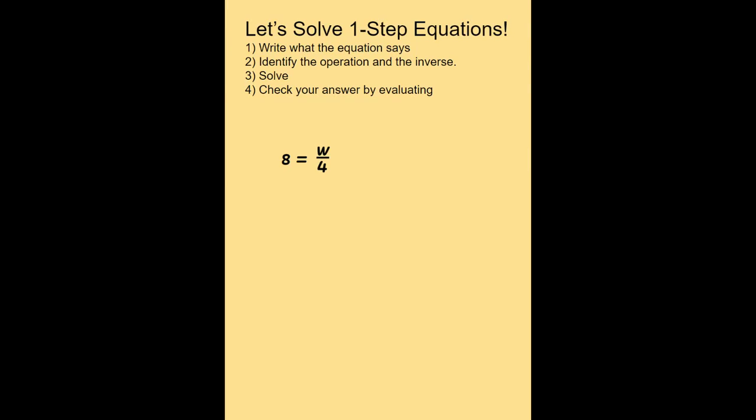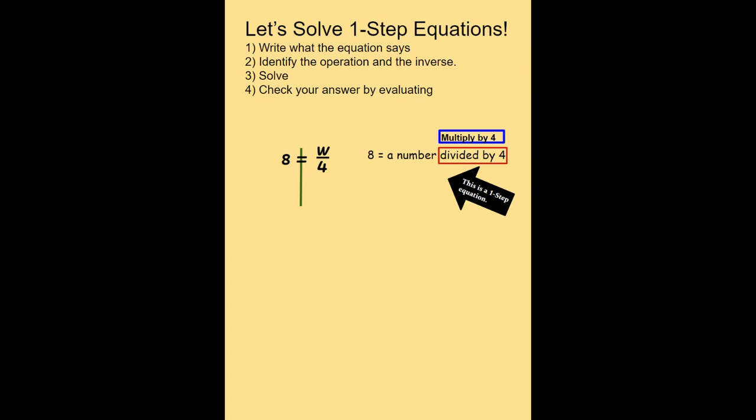Here's a fourth problem. Let's read from the left. 8 equals a number divided by 4. The operation we wrote is divided by 4. Because we only wrote one operation, this is a one-step equation. The inverse of divided by 4 is times 4.